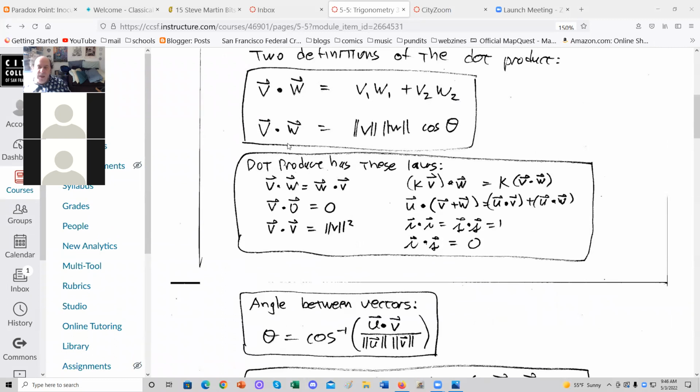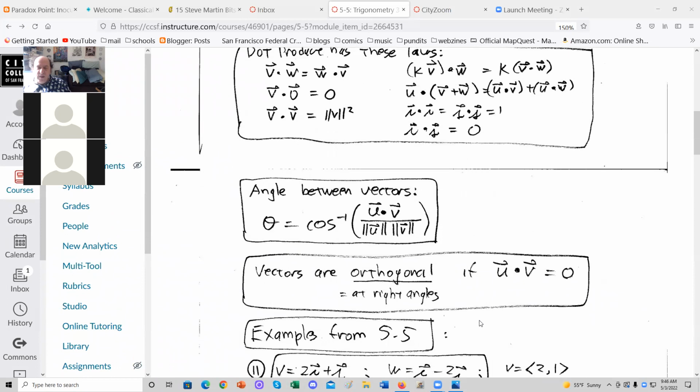Now, if we start from this rule, v dot w equals length times length times cosine of the angle, and you divide by the lengths and take an arc cosine, the angle between the vectors is arc cosine of the dot product divided by the product of the lengths. Arc cosine of u dot v over length of u times length of v. Now, if u dot v is 0, then you get arc cosine of 0, which is 90 degrees. So these are called orthogonal. Vectors are orthogonal, meaning at right angles, if their dot product is 0. For example, i and j are at right angles and their dot product is 0.